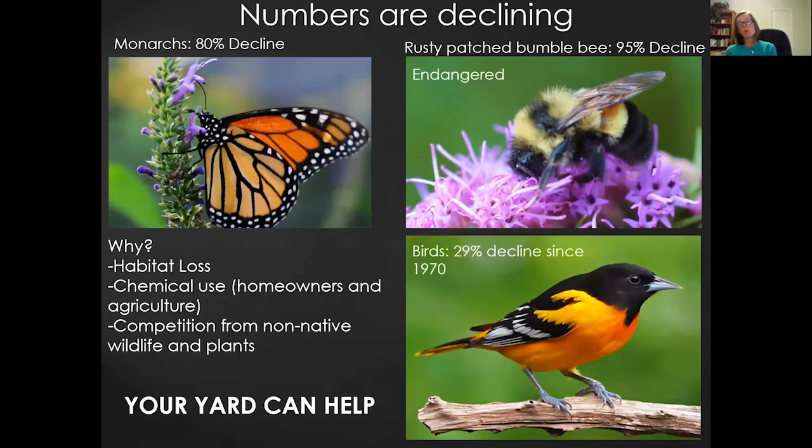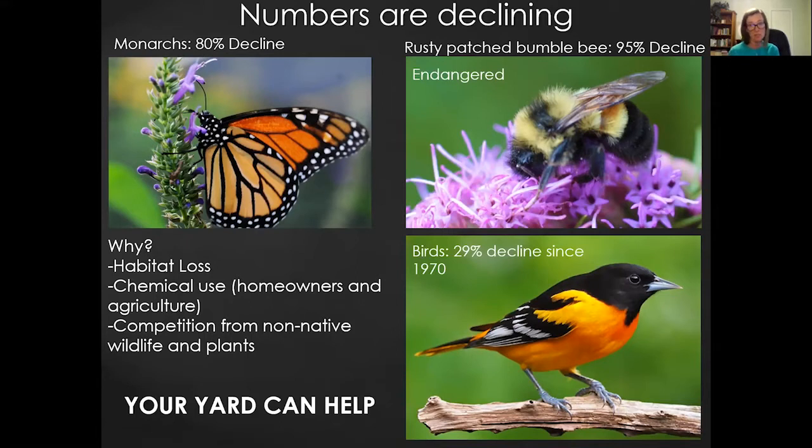Okay, so pollinators and birds as well, they need our help, and I don't want this to be all doom and gloom. We hear enough of that on the news. So you can read these numbers here. Monarchs declining, bee numbers declining. This is a picture of a federally endangered bumblebee called the rusty-patched bumblebee. Birds declining. Why? Habitat loss.